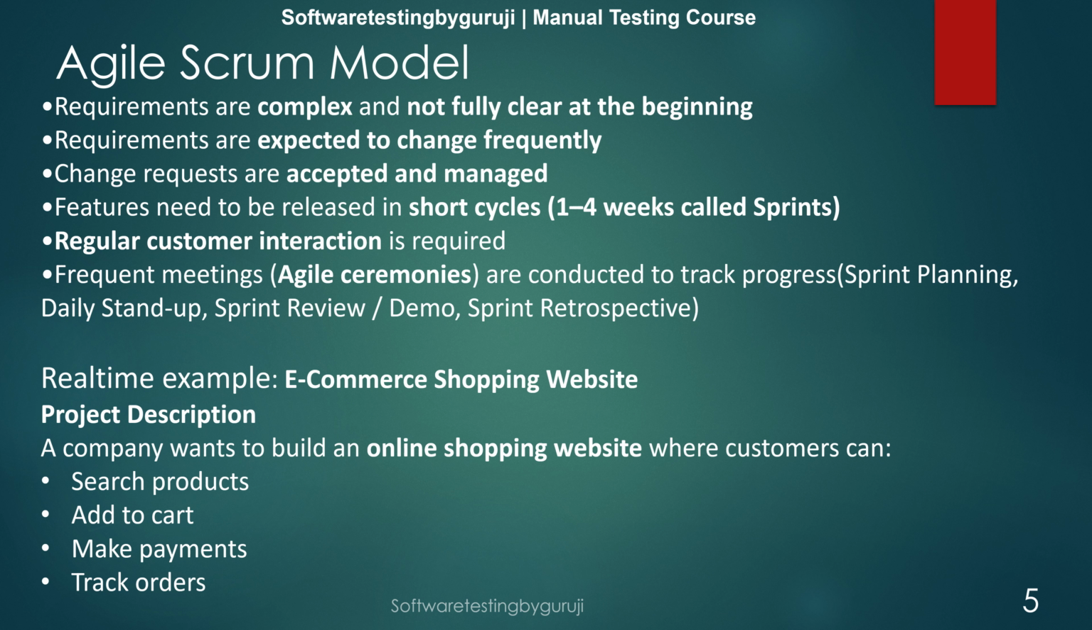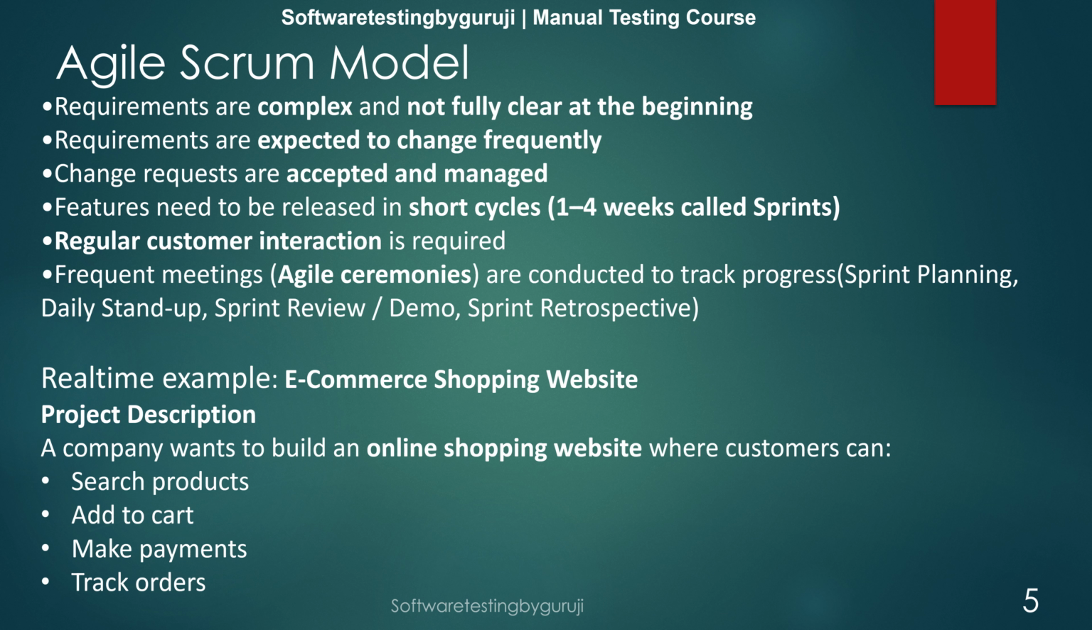The next is the Agile Scrum model. Here requirements are complex and not fully clear at the beginning. Requirements are expected to change frequently, means we should accept the change request and accordingly manage it. Features need to be released in short cycles, that is 1 to 4 weeks, called a sprint.